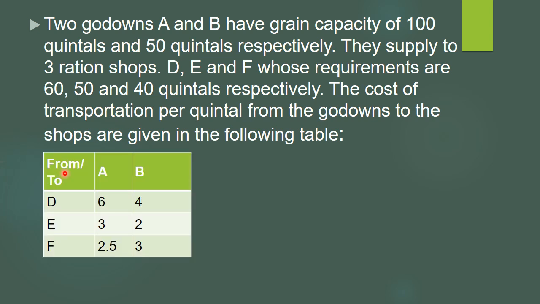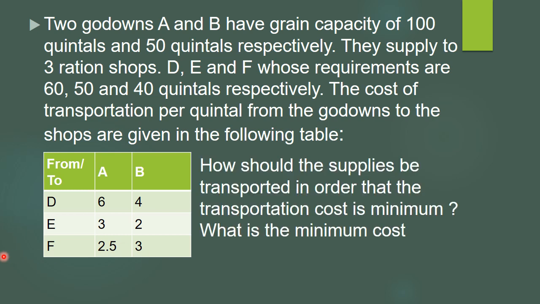They have given the table. From A to D, when we supply, the cost is 6 per quintal. Here it is 4. From A to E, this is 3. From B to E is given 2. And from A to F, it is given 2.5. While from B to F, the transportation cost is given 3. How should the supplies be transported in order that the transportation cost is minimum, and what is the minimum cost?